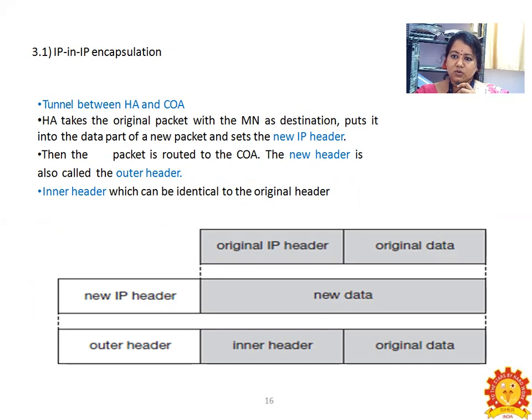If the packet is routed to the COA, that is the care of address, the new header is called the outer header. The inner header can be identical to the original header. So this is the frame format for the IP in IP encapsulation. Here we'll be having an original IP header followed by the original data. Below that we'll be having a new IP header followed by the new data. At last we'll be having the outer header, which contains the inner header and the original data.